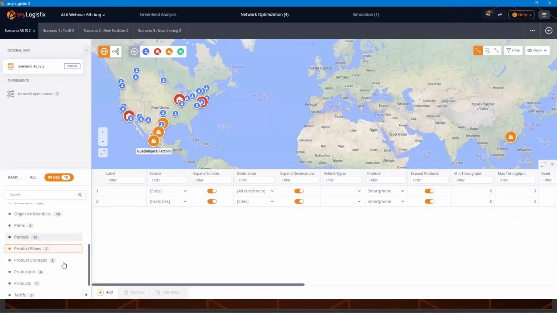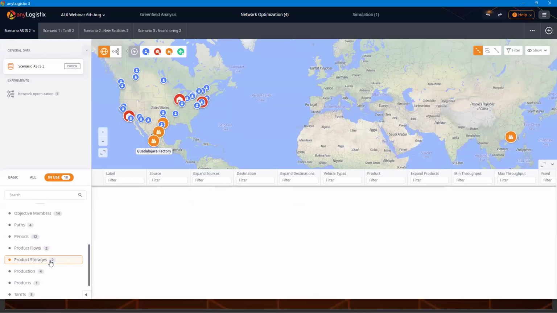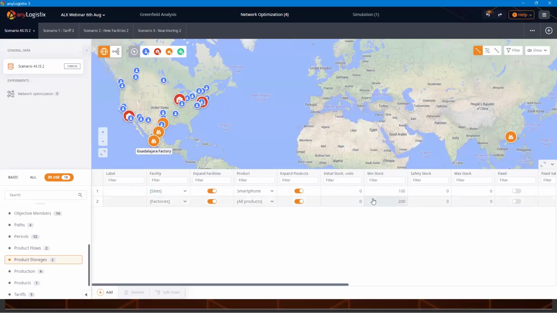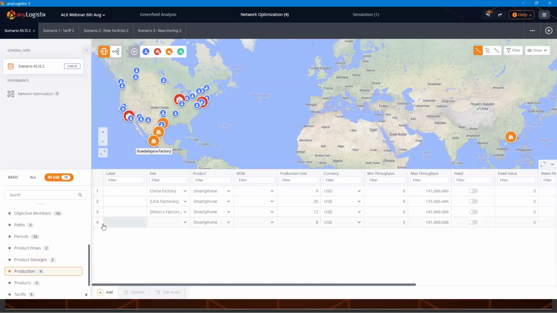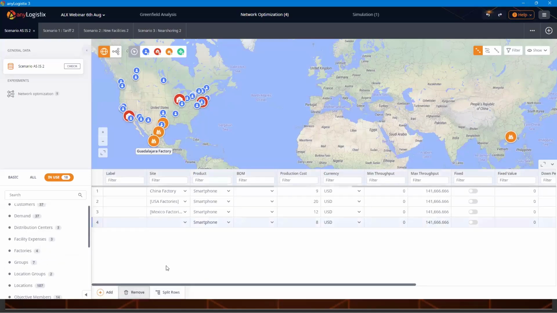Then we have the product flow table, which is simple, showing how the product is flowing from factory to site and site to DCs. Then we have the product storage. So we have some constants, like minimum I need to store 100 products at the DC and 200 products at the factory. The production, I will remove this again, it's not relevant.